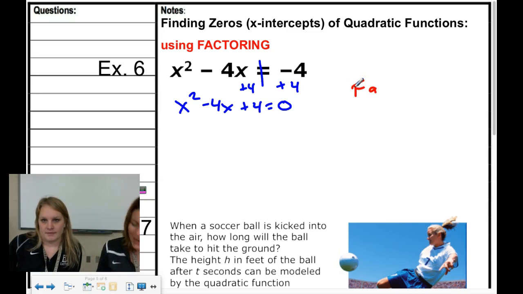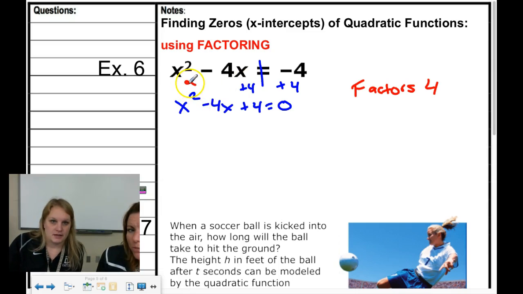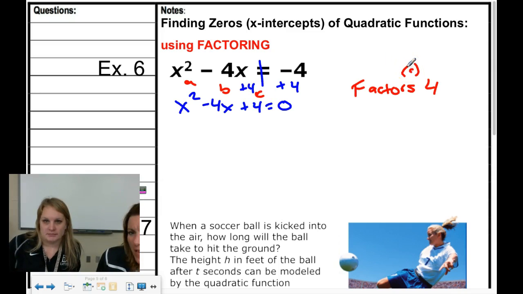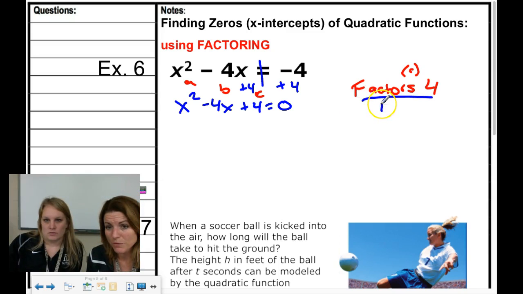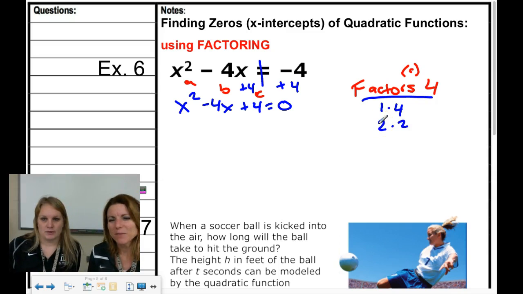And remember, we're going to find factors of 4, because we need our C. So this is our A, this is our B, this is our C, so make sure they know that we're finding our factors of C. So all I can think of is 1 times 4 and 2 times 2. Thank you, Ms. Floyd. Good.